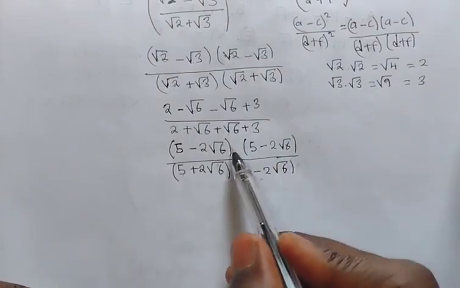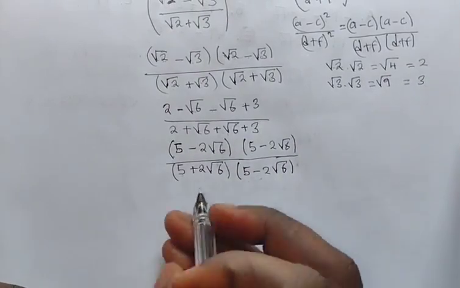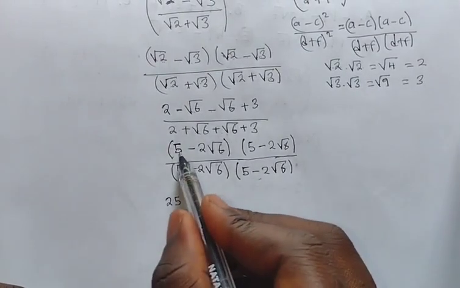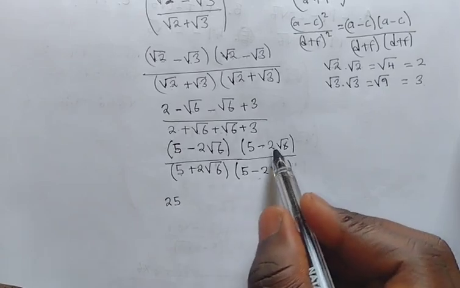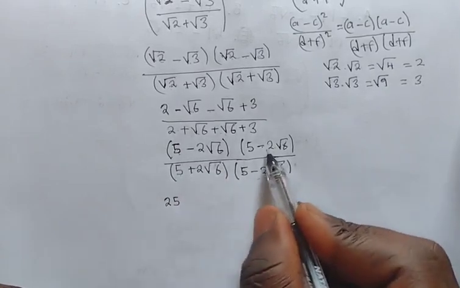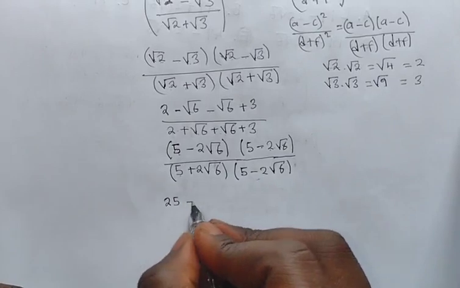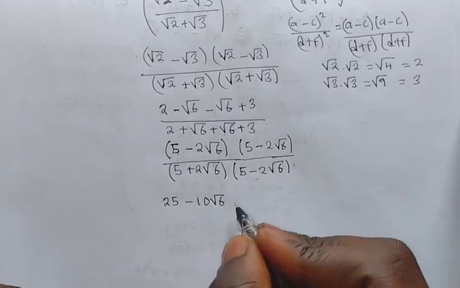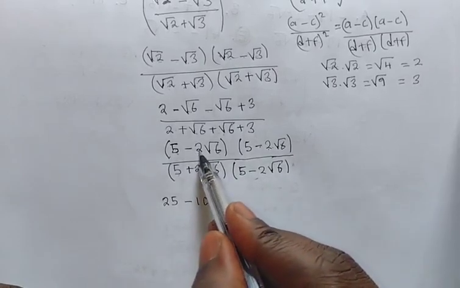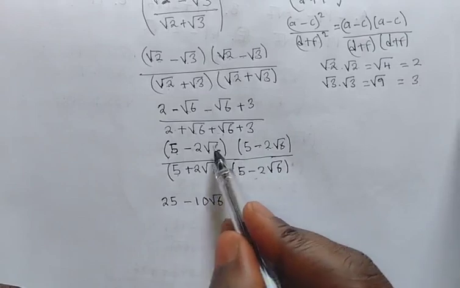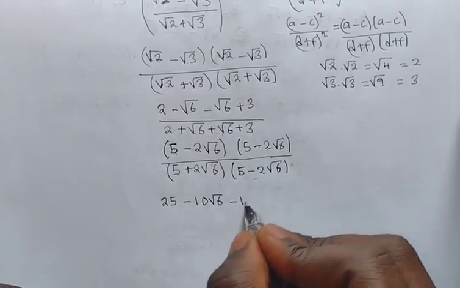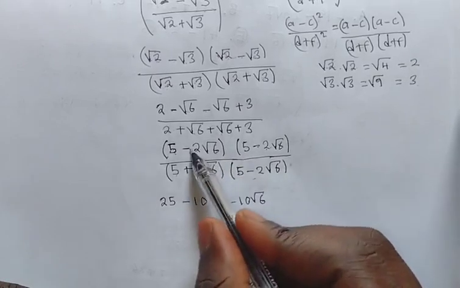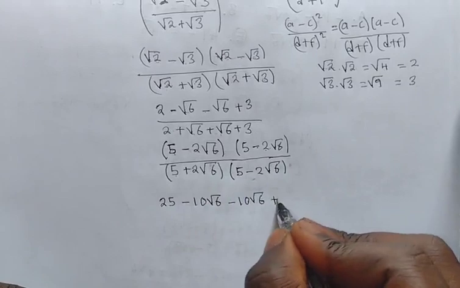Then from here, we need to expand again, which is 5 times 5. We can say this gives us 25. 5 times negative 2 root of 6, so 5 times 2 will give us negative 10, then we just write root of 6. Then negative 2 root of 6 times 5. Again, 5 times negative 2 will be negative 10, and we just write root of 6. Negative, negative, it's a positive.